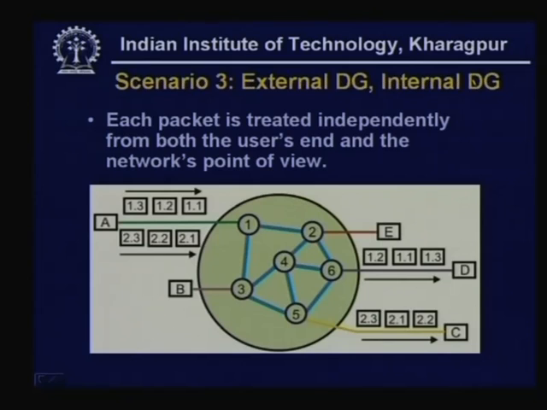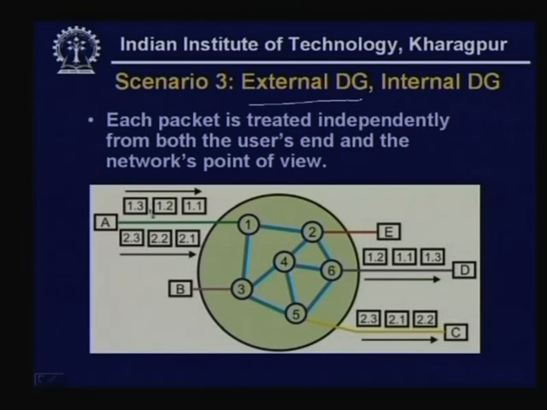Coming to scenario 3, where it is external DG and internal DG. Here, as you can see, the packets can be delivered out of order, and once they enter the network, inside the network also they may go through different routes. Since it is external datagram, the nodes do not buffer the packets or arrange them in proper order. The way a packet is received is the way it is sent to the destination, and as a consequence you find that the packets have reached the destination out of order.